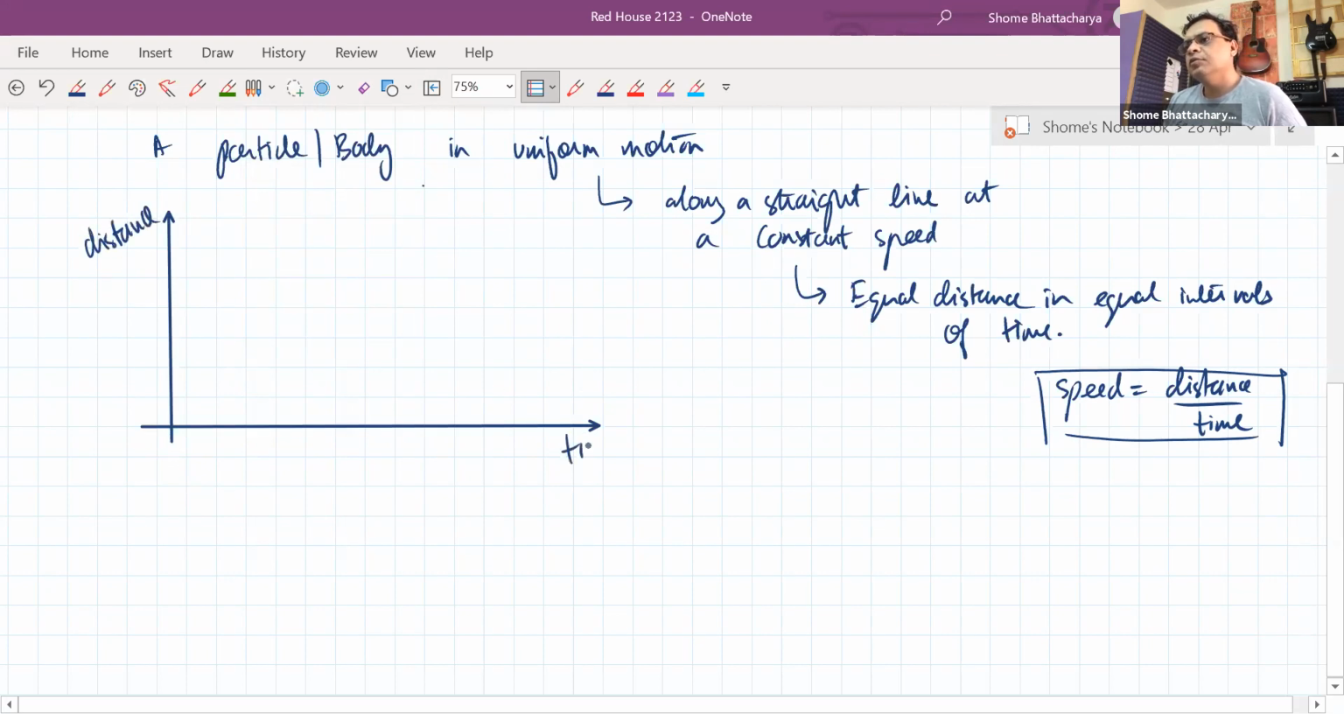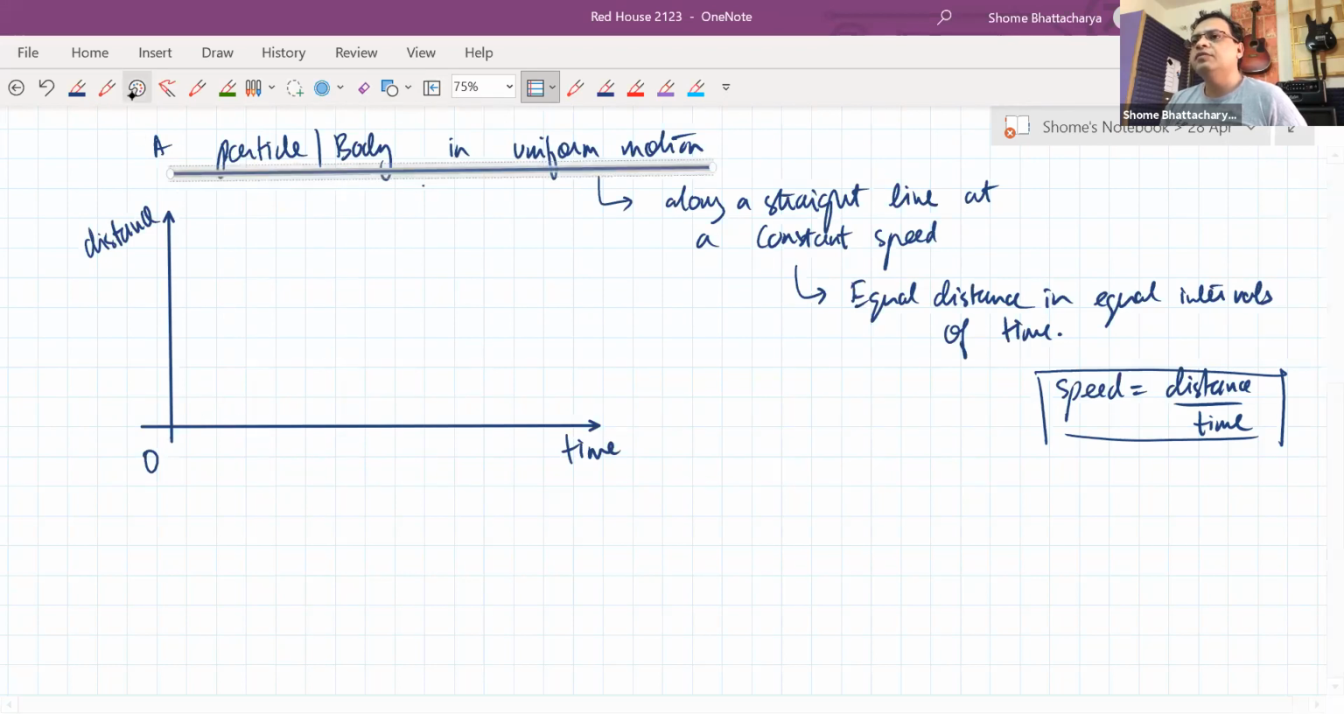with respect to time, we can see that such a motion, which is a straight line motion, uniform motion along a straight line, the distance time graph, how would that one look like? That would look like this. So that's how we understand that it's covering equal distances in equal intervals of time.